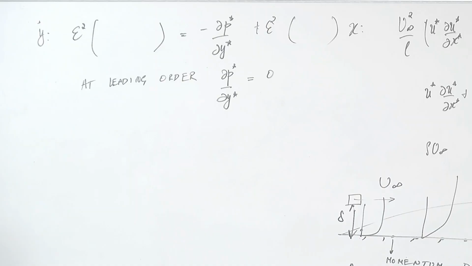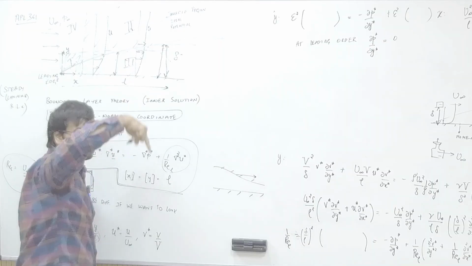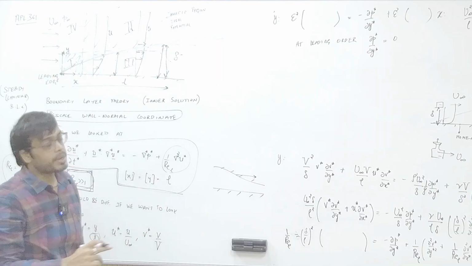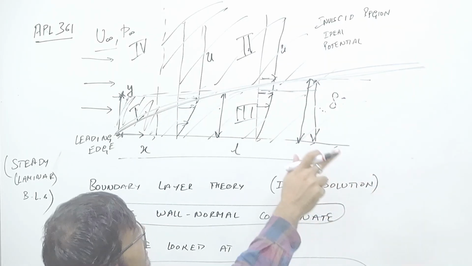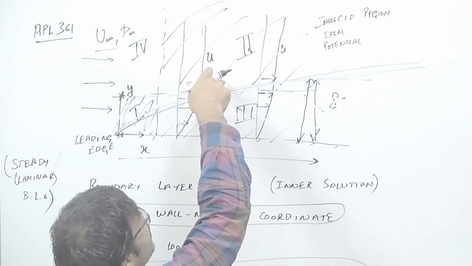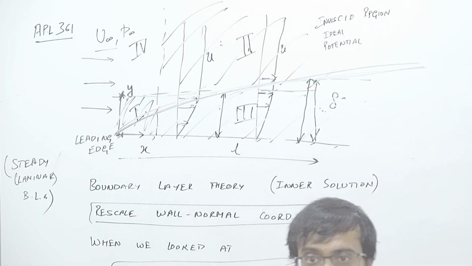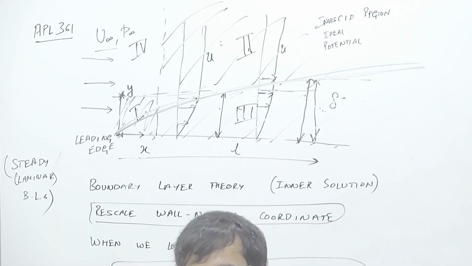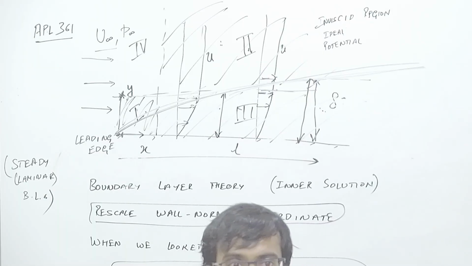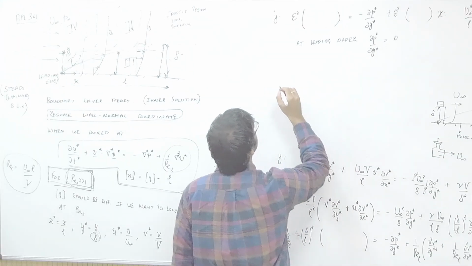Basically what we are saying by that equation is that pressure inside the boundary layer as you move perpendicular to the wall doesn't change. The pressure could change in x direction, but whatever change in pressure is there outside the boundary layer in x direction, that's the only change in pressure. There's no change in pressure in the y direction inside the boundary layer. So this all happens inside the boundary layer.